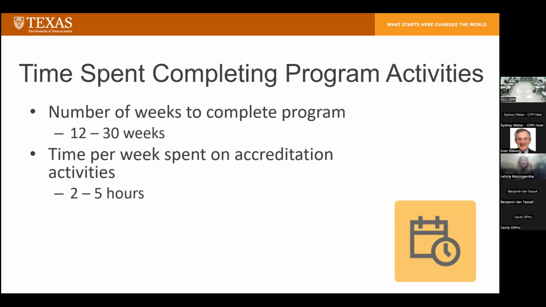And then pharmacists reported spending 2 to 5 hours per week on accreditation activities. This was really helpful for us to learn, because when we initially did this, based on some things that we had seen and thinking about some of Angelina's own experiences, we thought it would be more like 1 to 2 hours. So this was in some cases double what we might have expected.